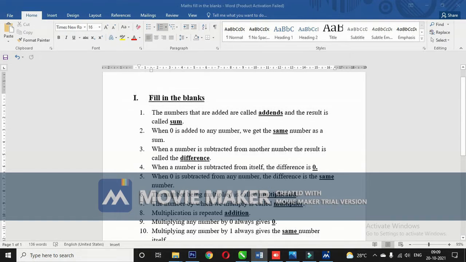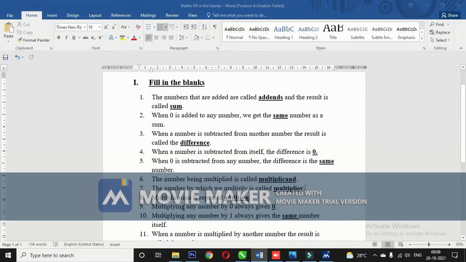Then the sixth question. The number being multiplied is called the multiplicand. These all belong to multiplication. Seventh question, the number by which we multiply is called the multiplier. Then, multiplication is repeated addition.